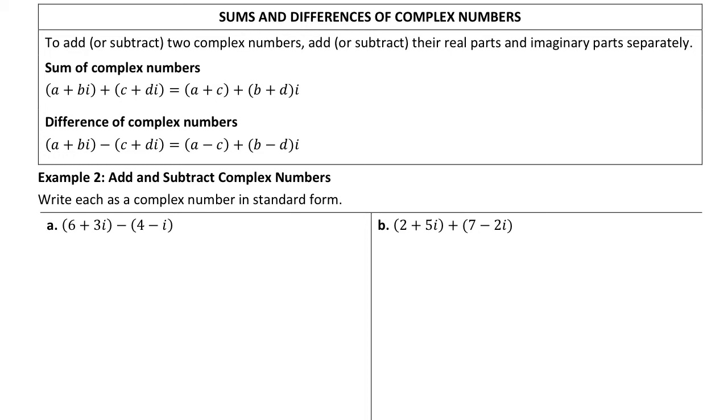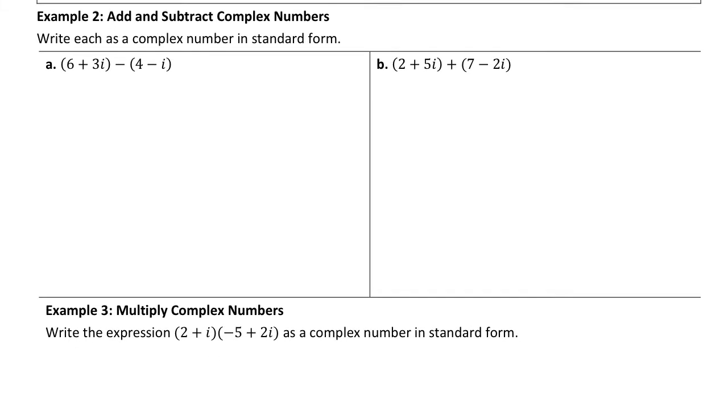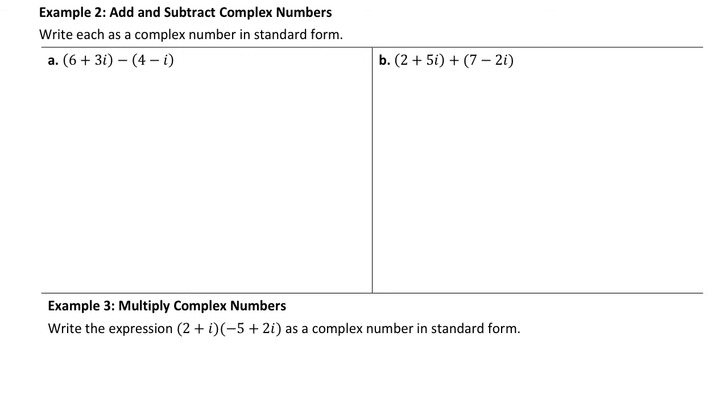So this diagram at the top, or this little table at the top, shows us just the steps, but I think an actual example is a little more concrete. So in this example 2, the real components are 6 and 4. So I would take 6 minus 4.